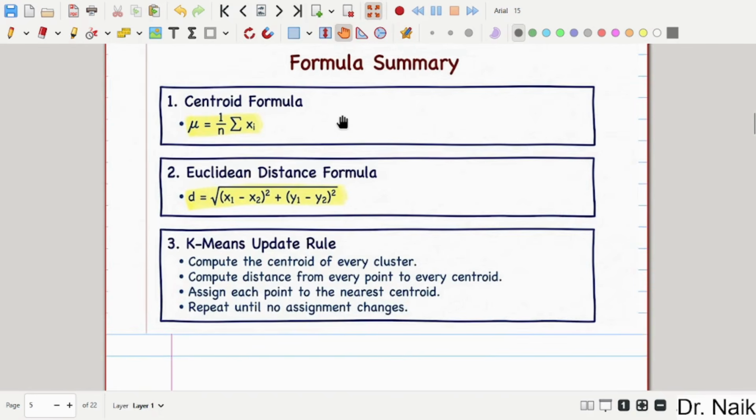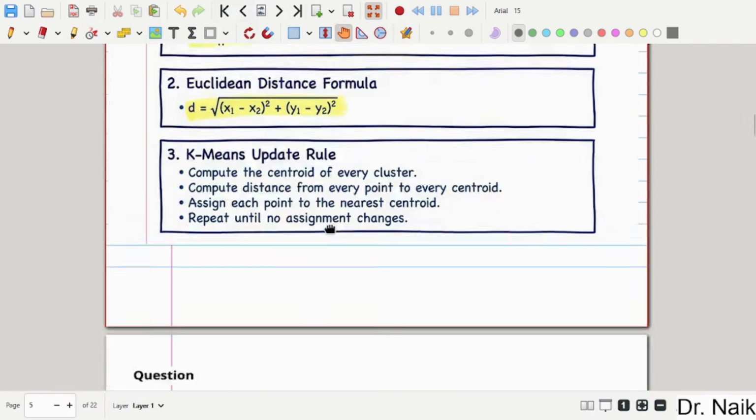Let's summarize it. Compute the centroid for every cluster. The centroid is calculated by the formula mu is equal to 1 upon n times the summation of xi. Then calculate the distance of every point from every centroid, using the Euclidean distance formula: d is equal to the square root of (x1 minus x2) squared plus (y1 minus y2) squared. Assign each point to its nearest centroid. Repeat until no assignment changes.